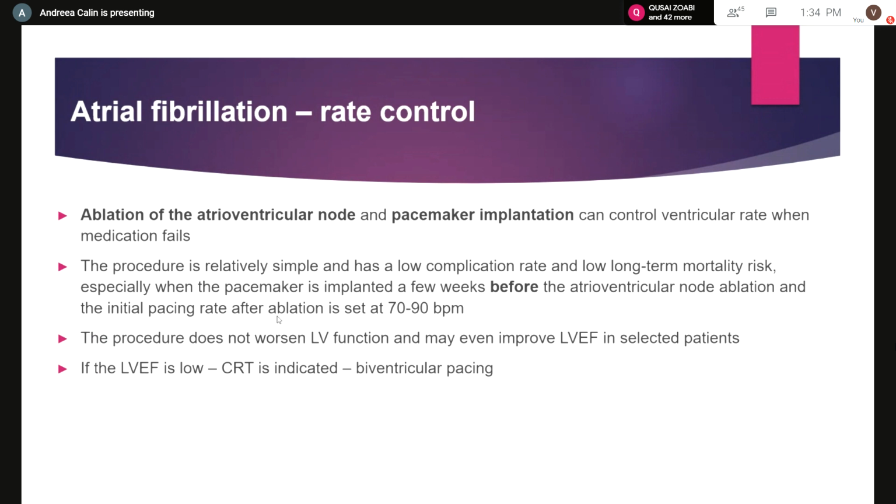We have to implant the pacemaker first and then perform atrioventricular node ablation. So the patient will remain in atrial fibrillation in the atria, but the heart rate is given by the stimulation of the right ventricle. So it will be an artificially induced heart rate, but the patient may feel better than with his own atrial fibrillation. And the procedure does not worsen LV function and may even improve LV ejection fraction in selected patients.